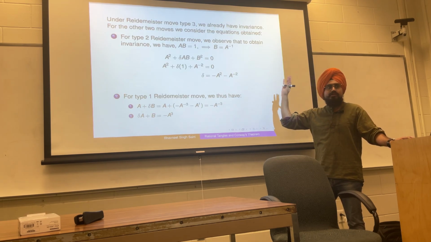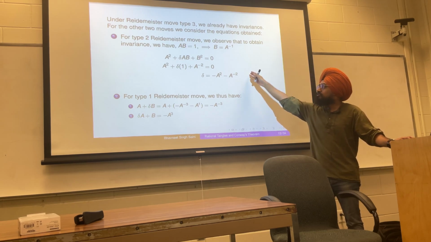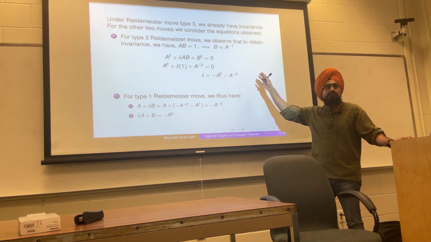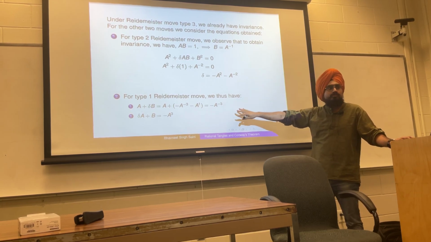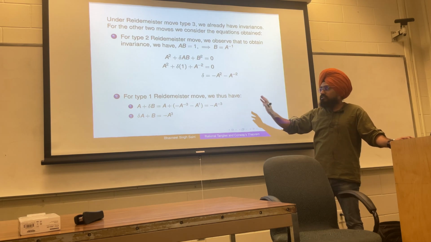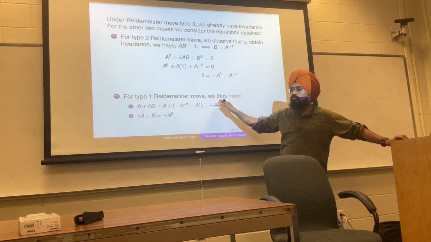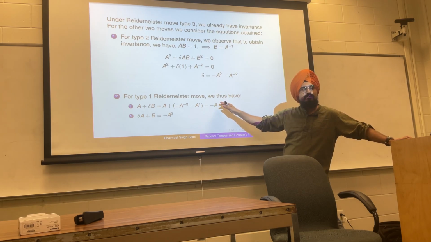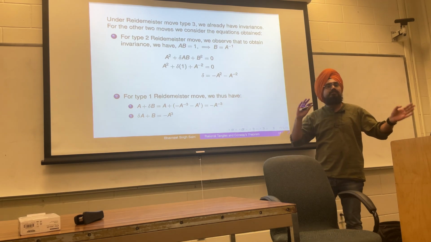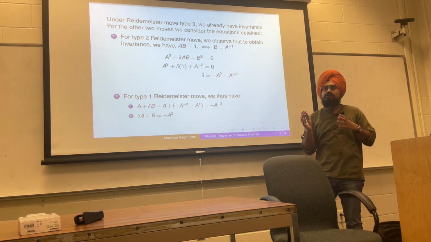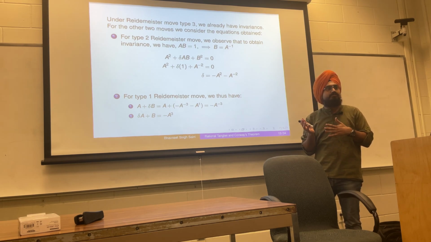Using the second, we already have invariance under the third Reidemeister move, and using these values we have invariance under the second Reidemeister move. But the first is a bit of a problem still, right? But the important thing to note here is that this is just a multiplication by a factor. So if we can normalize our polynomial, then we have invariance under the first Reidemeister move.